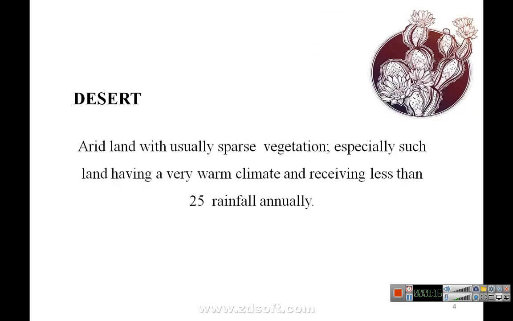Okay, a desert, which is our topic: arid land with usually sparse vegetation, especially such land having a very warm climate and receiving less than 25 rainfall annually. So whichever place has these characteristics falls in the desert category.